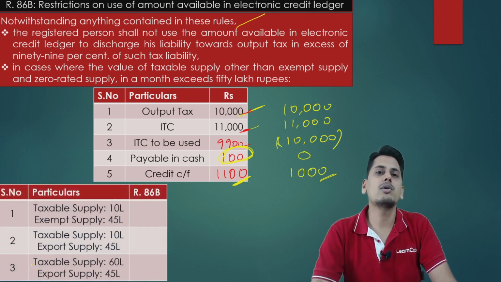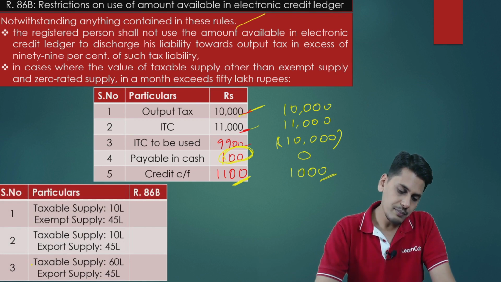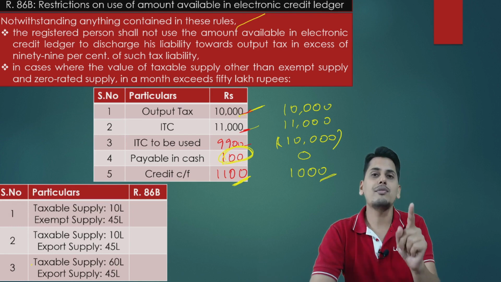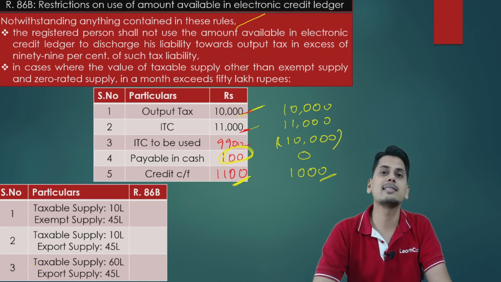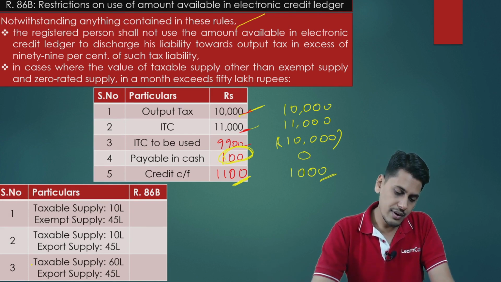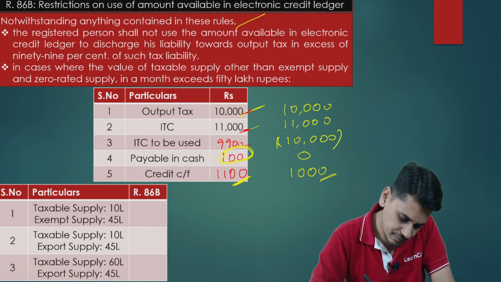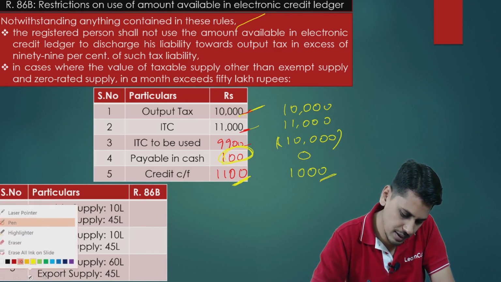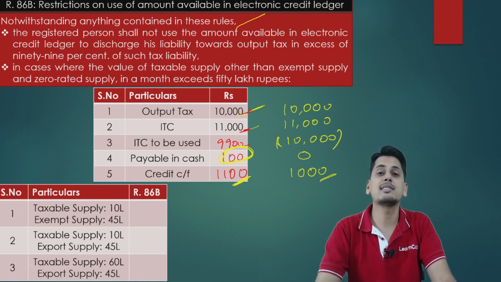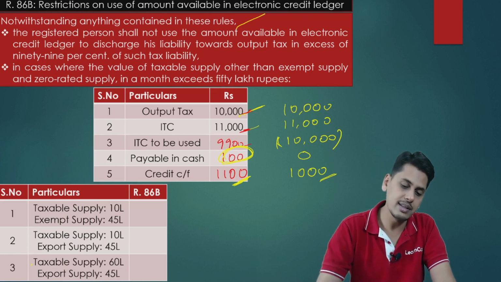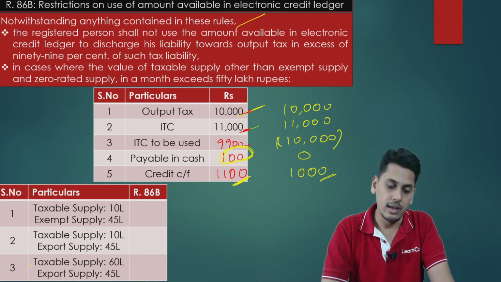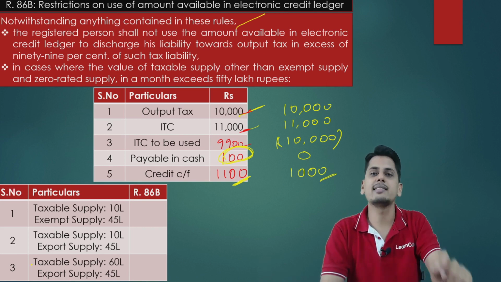Now friends, let's have a look at the applicability. It says that when does 86B apply? It applies for those months where the value of taxable supplies other than exempt supplies and zero rated supplies exceeds 50 lakhs. So friends, if your taxable supply is 10 lakhs and exempt supply is 45 lakhs, total, yes, obviously it does exceed 50 lakhs. But here friends, it tells you the value of taxable supply other than exempt supply and zero rated supply, only if it is exceeding 50 lakhs, only then 86B is applicable.